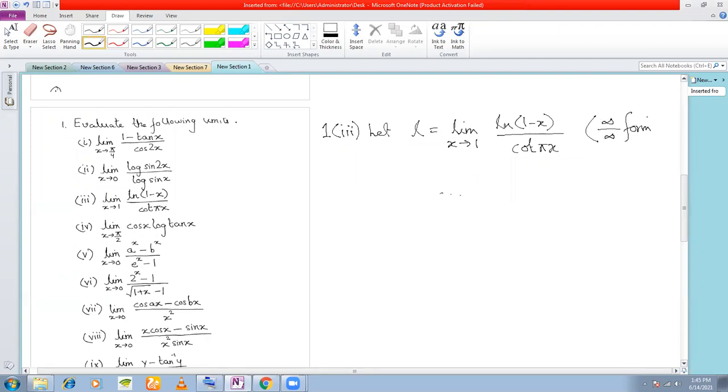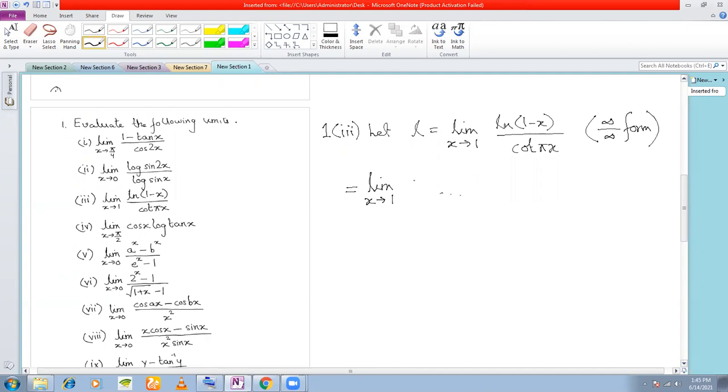Okay, this is an infinity by infinity form, so we'll use L'Hospital's rule. The numerator is ln(1 - x). Ln means natural log, log to the base e.